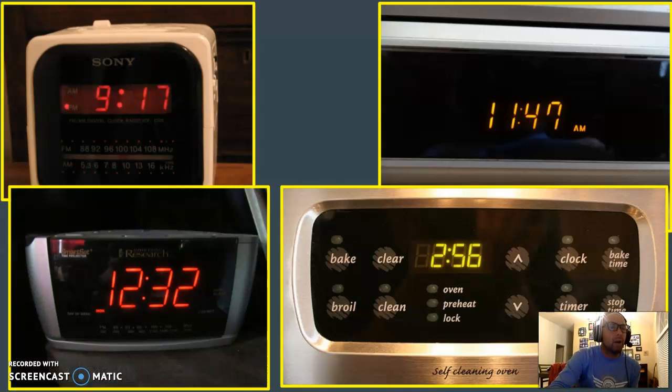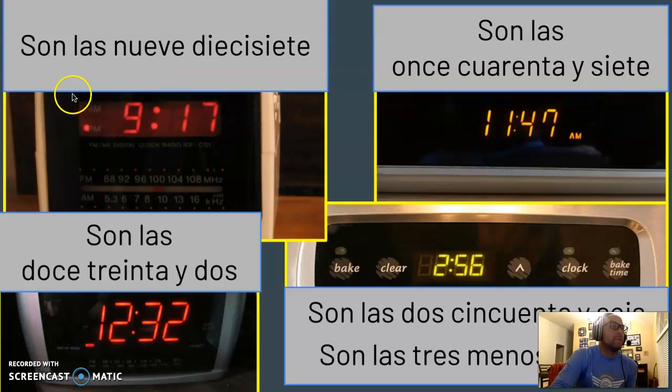All right, so here are some clocks, okay? So we have 9:17. In fact, let's just talk about these. All right, so 9:17, son las, because it's not one, right? Because it's more than one, so it's son las nueve diecisiete. Son las 9:17.